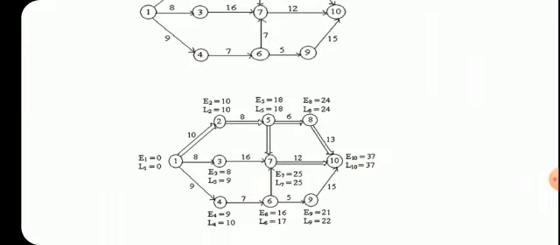Zero, 9, 9 plus 7, 16, 16 plus 5, 21, 21 plus 15, 37. Similarly, 1, 2, 3: 0 plus 8, 8, 8 plus 16, 24. But we can see in this case 10 plus 18, 18, 18 plus 7. 5 to 7, 7 is there, therefore 25 will come because it is the maximum one. 25 plus 12 is equal to 37, it has come.